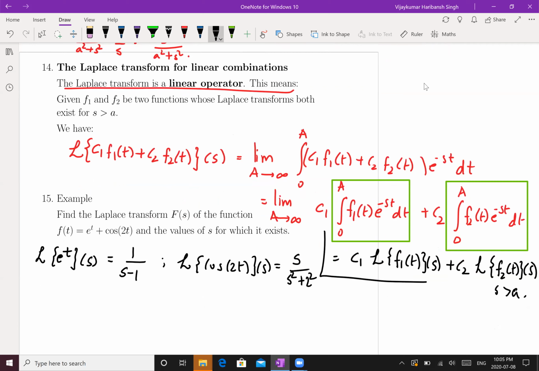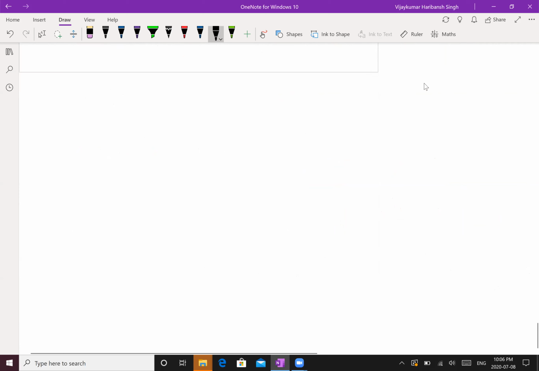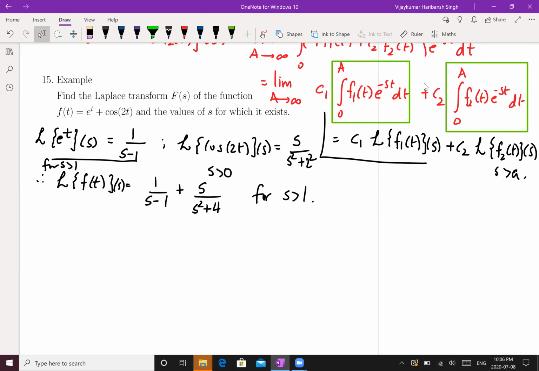So therefore, the Laplace transform of f of t at s is going to be 1 by s minus 1 plus s by s square plus 4. This is valid for s greater than 1. Why is that? Because the first Laplace transform is valid for s greater than 1, and the second is valid for s greater than 0. So what is common to both of them is s greater than 1. We will use the table for the Laplace transform, although at any point of time you can derive it.